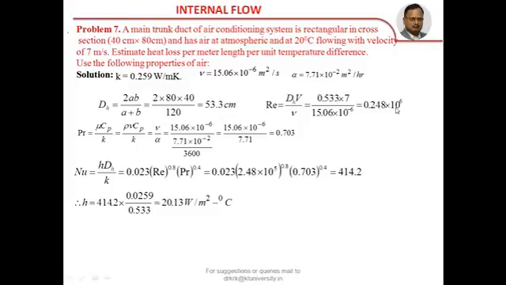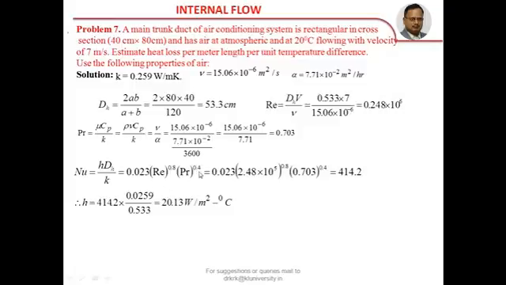So because the cross section is not a circular one, we have to calculate the hydraulic mean diameter. DH is equal to 4AB by 2 times A plus B, where AB dimensions are 80 centimeters, 40 centimeters. You will get the mean diameter as 53.3 centimeters. Corresponding Reynolds number is 0.248 into 10 power 6. So this is quite big and the flow is turbulent.